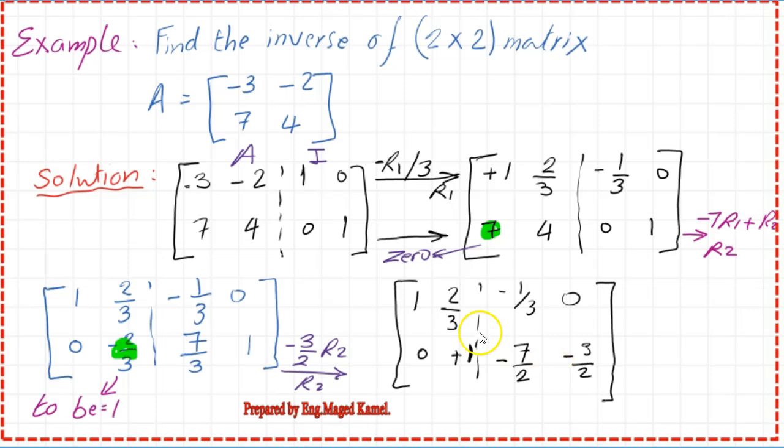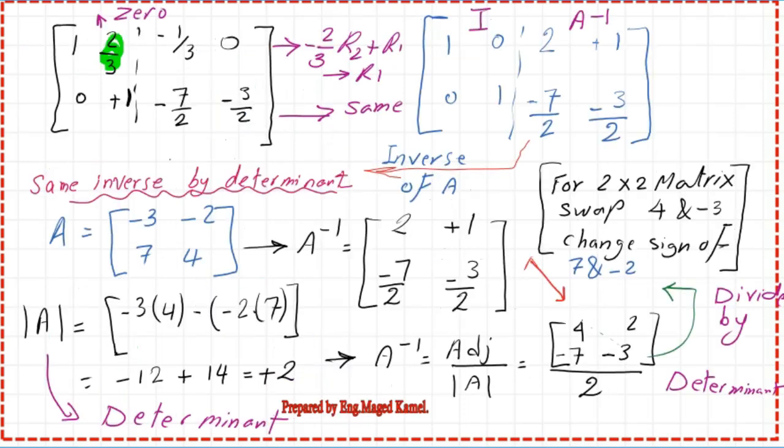The next step is letting the 2 over 3 equal to 0. So we are going to utilize the plus 1, which is element a22. We move to the next slide then. This is what we want to become 0. So we'll multiply minus 2 over 3 by R2 and add to R1.